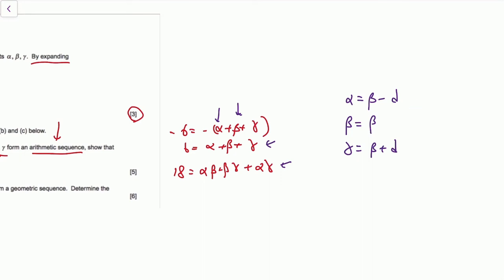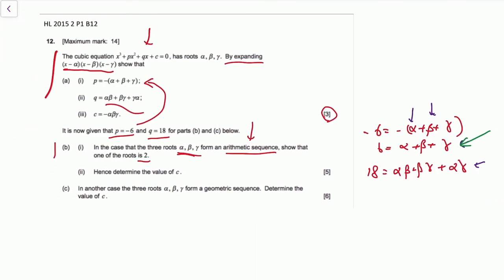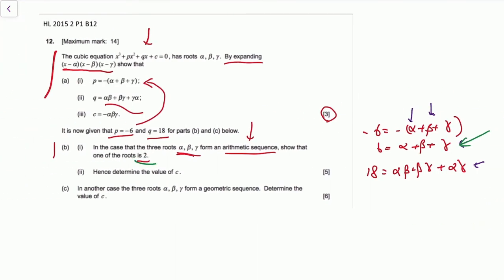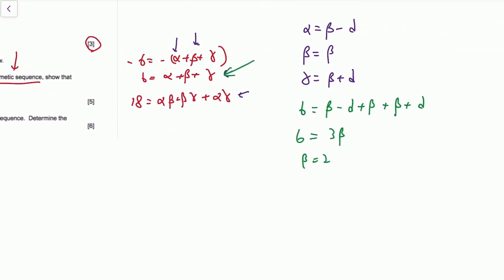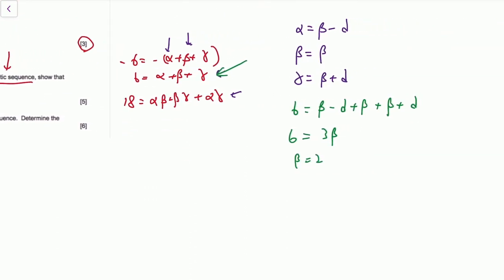But if you do it like this, the sum of roots becomes beta minus d plus beta plus beta plus d. And so d naturally cancels out. So 3 beta is 6, and beta is 2. So we have shown that one of the roots is 2. We have beta being 2. You can see how much easier that is. Normalize cheating.